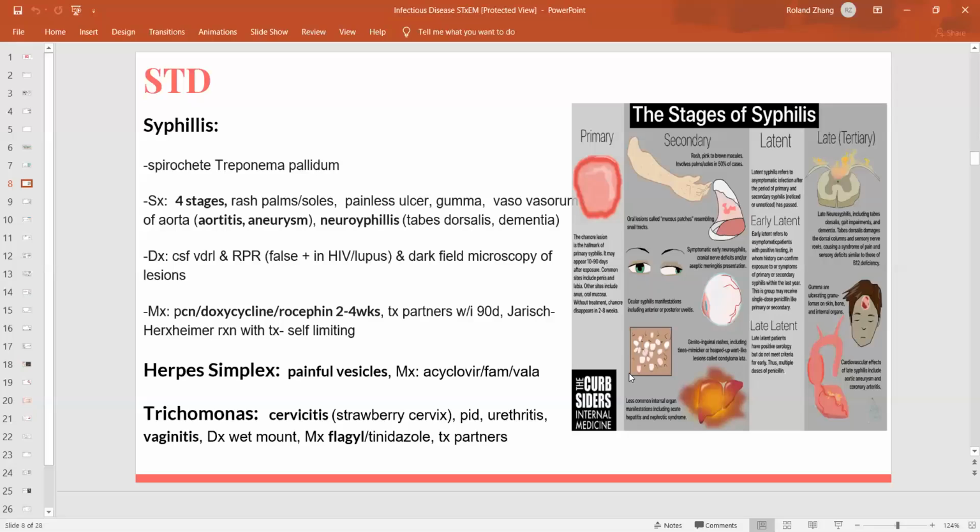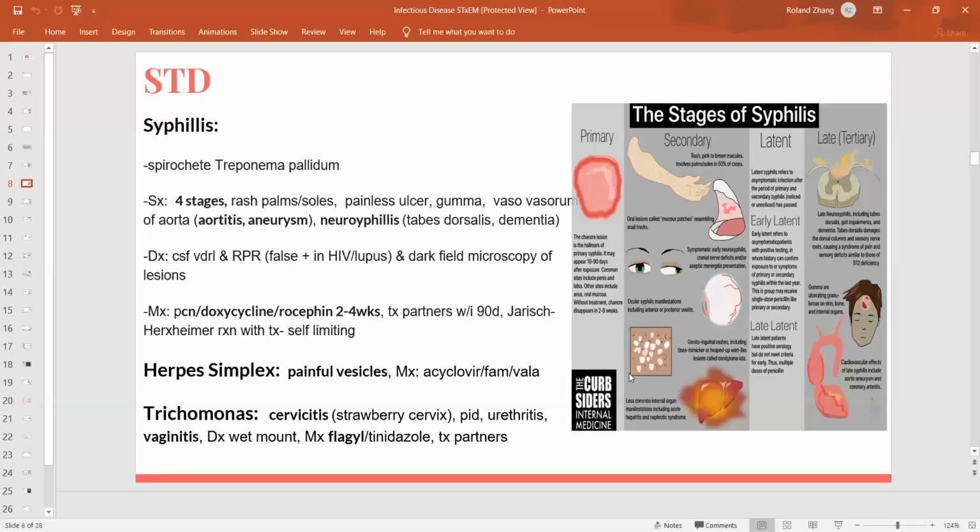it can cause a reaction, what we call the Jarisch-Herxheimer reaction, where they have constitutional symptoms, fever, body aches, and all that. And this is secondary to the lysis of the infected cells, and usually they're self-limiting.